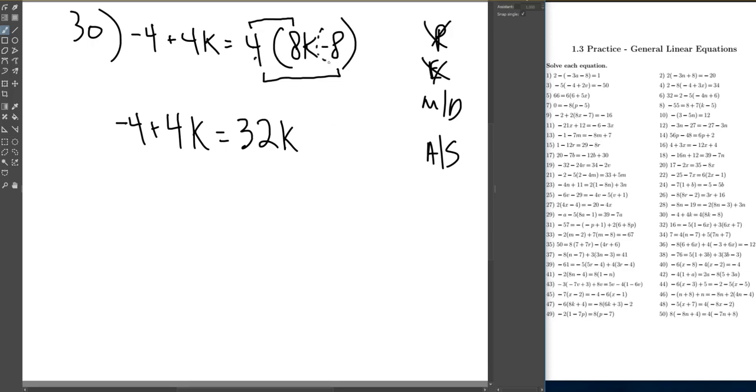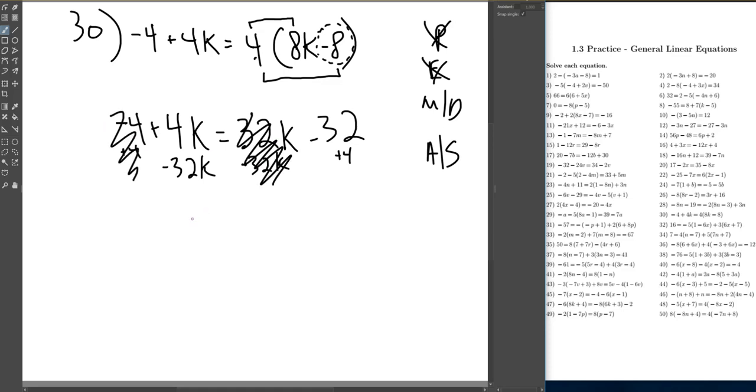4 times, don't forget to take the whole thing here, minus 8 equals minus 32. Did you guys get that? I think you did. So if I want to put all the k's on one side and all the numbers on the other side, well, let's do it. So I have a 32k here. Why don't I subtract 32k from here and subtract 32k from here? And here I have a minus 4, so I'll just add 4 here, and I'll add 4 there. So these cross out. These cross out. I'm left with 4 minus 32 equals minus 28.